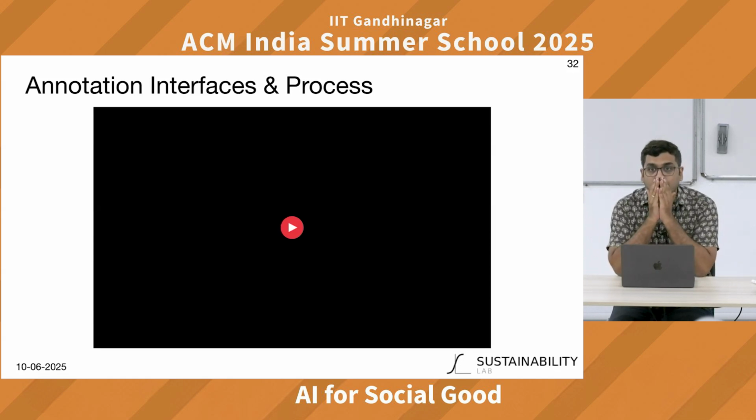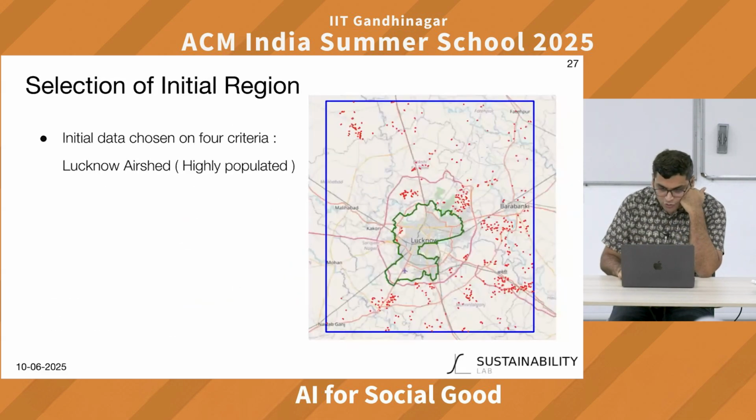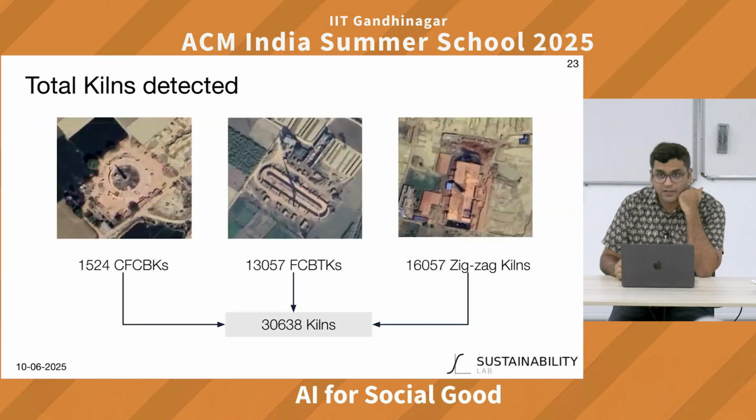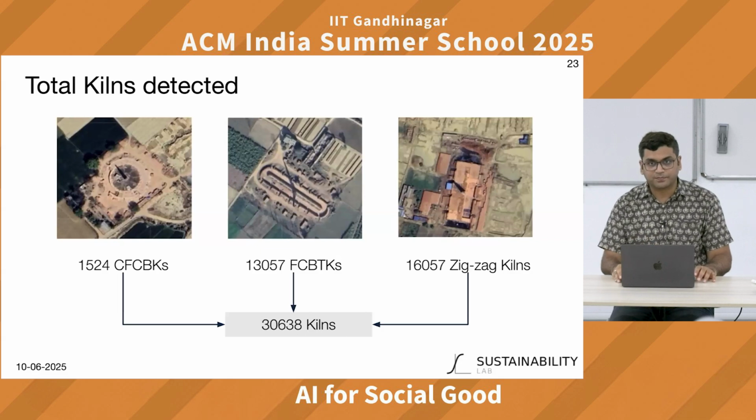Why was the data set biased towards these two? Because that's what we have in the data set. I mean, this is the general distribution of kilns across India. We'll see more when we look at the larger data set.